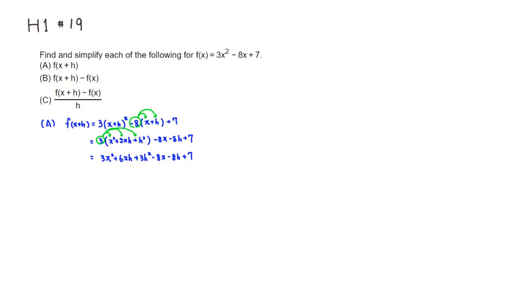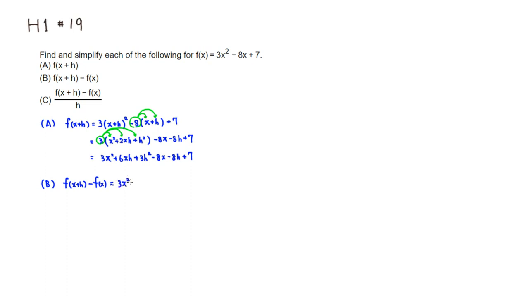Alright, part B is just that: take the result from part A. We just have to subtract f of x. So let's do that. So B, f of x plus h minus f of x. Alright, so let's copy this. f of x plus h is the answer from part A.